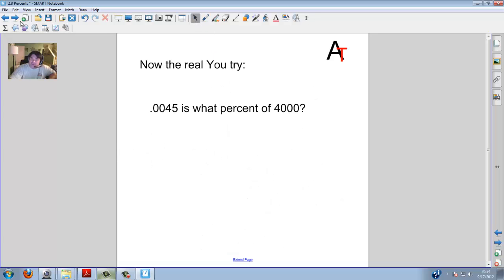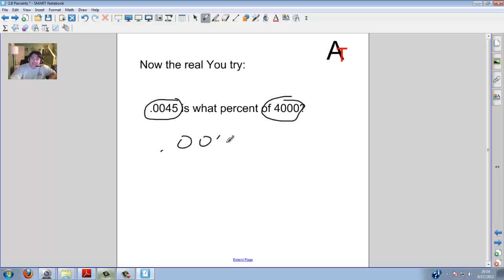Alright, next up. Now you try. Now the real you try for AT. 0.0045 is what percent of 4,000? Go ahead. Pause. Okay, let's see what you got. So 0.0045 is what percent of 4,000?